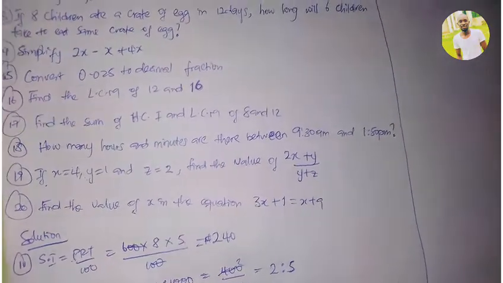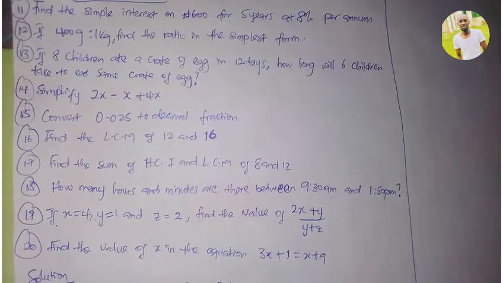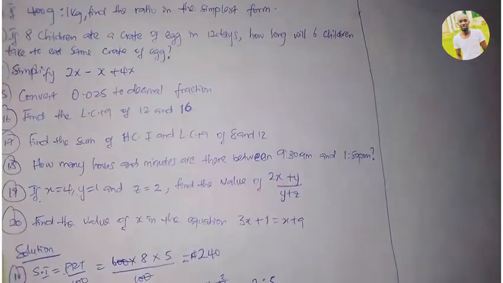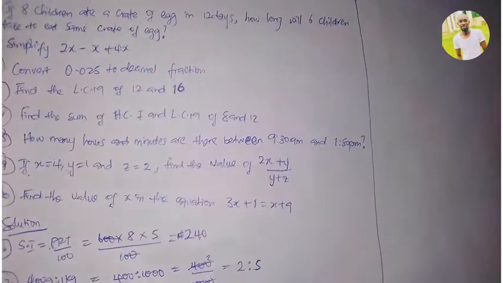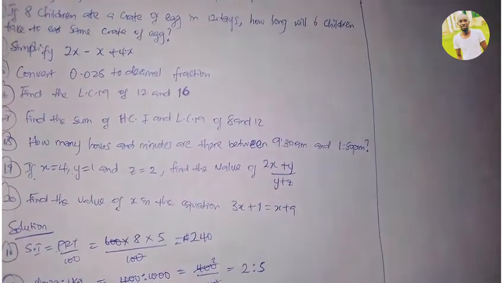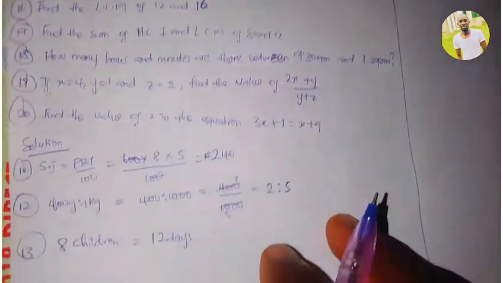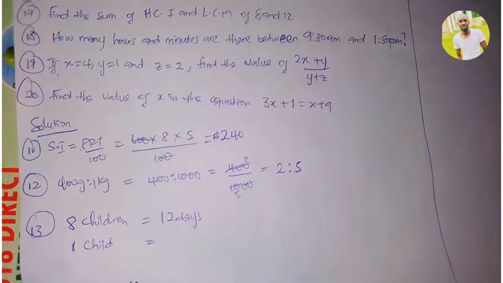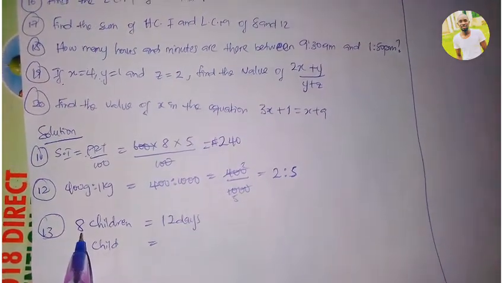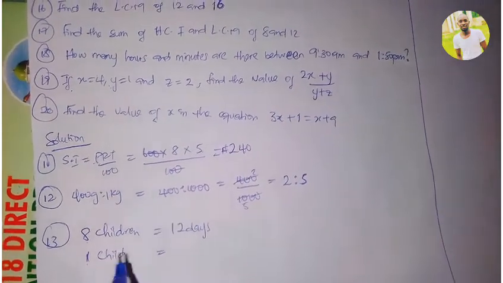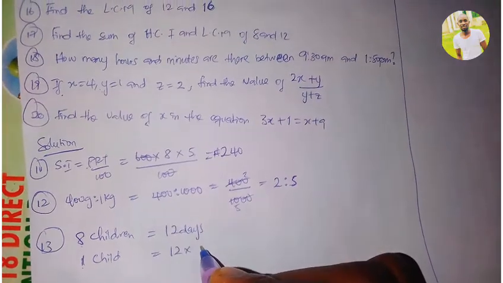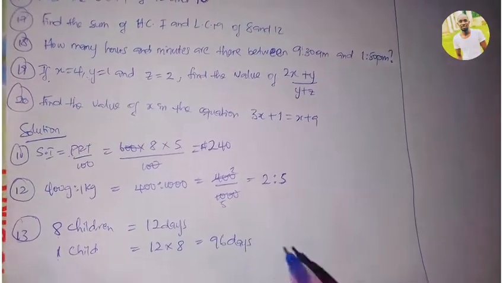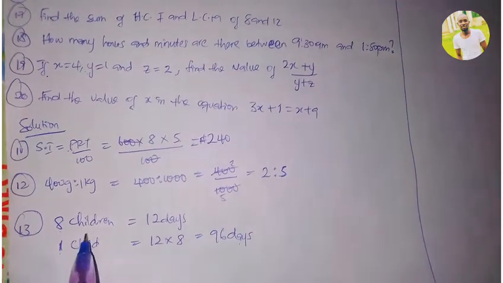Number 13 question says, if 8 children ate a crate of egg in 12 days, how long will 6 children take to eat the same crate of egg? 8 children ate a crate of egg in 12 days. We have to look for how many days 6 children will eat the crate of egg. Before I look for 6, let me look for 1 child. 1 child becomes less, because if 8 children can finish a crate of egg in 12 days, 1 child will finish it in more days. So that becomes 12 times 8, and that is 96 days. So 1 child will finish a crate of egg in 96 days, if 8 can finish it in 12 days.